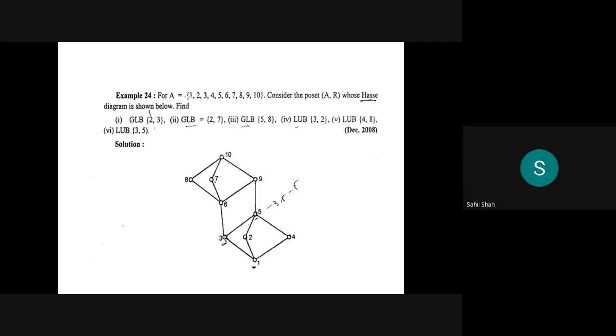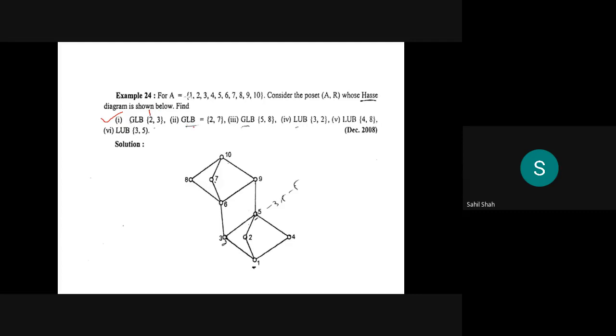What are the upper bounds of 3, 2? I am having all these: 5, then 9. I will not say 6 because there is no connection between 2 and 6. So 5 will be there, 9 will be there, then you will have 10. So these are the upper bounds of pair 2, 3: 5, 9, 10. Out of that, 5 is the least upper bound. Okay, fine. First example is clear. Greatest lower bound is 1 and least upper bound is 5.